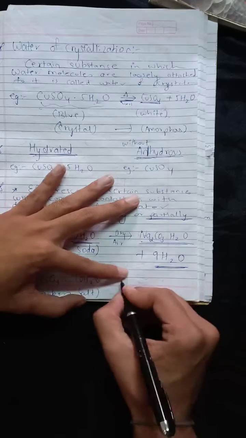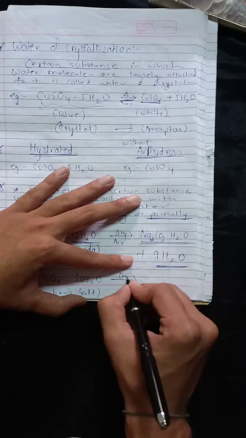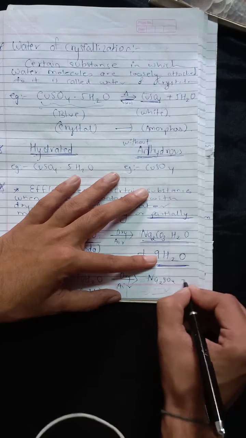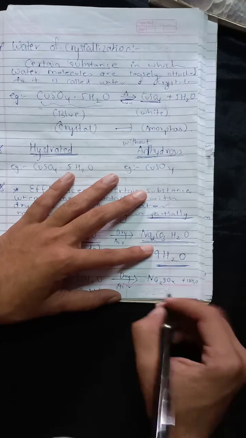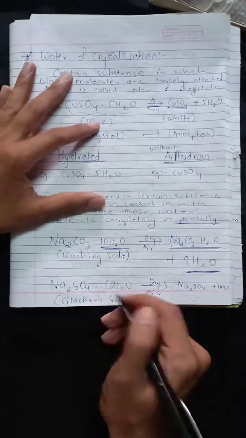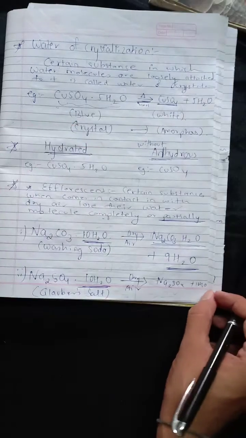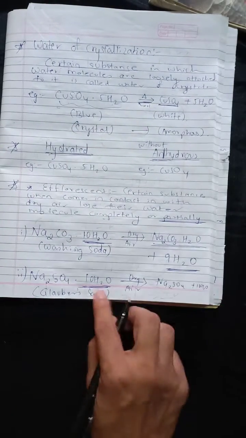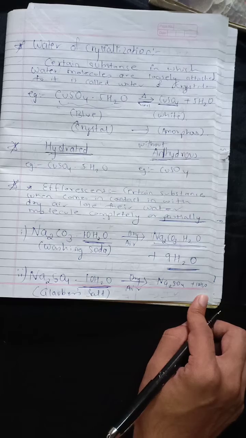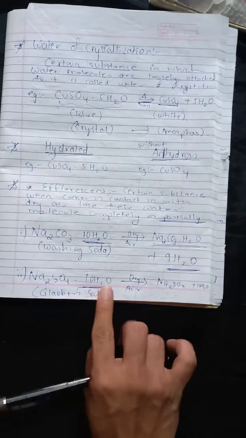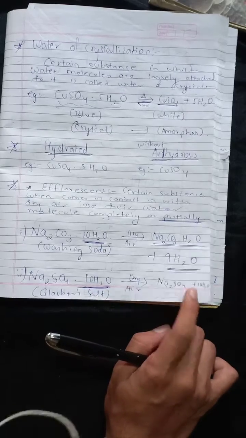Glauber's salt in dry air. Na2SO4 plus 10H2O. See here, 10H2O was there, right? It lost its complete 10 molecules of water in the presence of the dry air. So when it lost its complete 10 water molecules, it means it was completely lost.